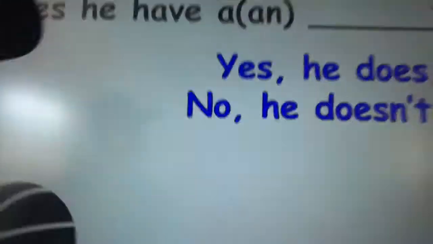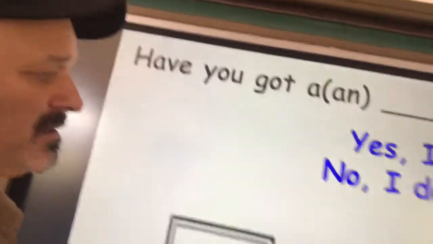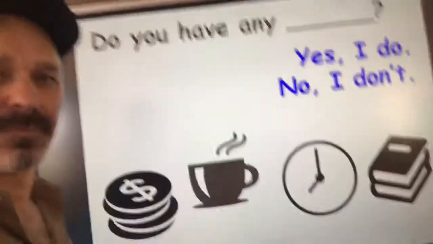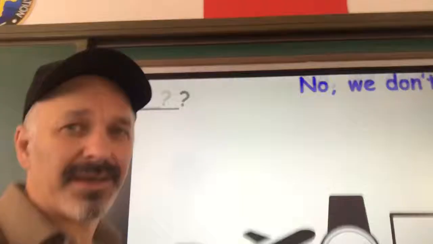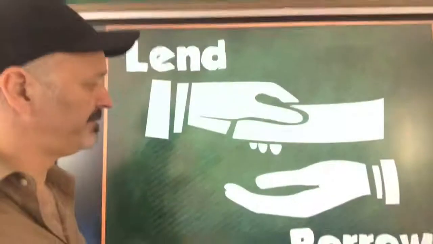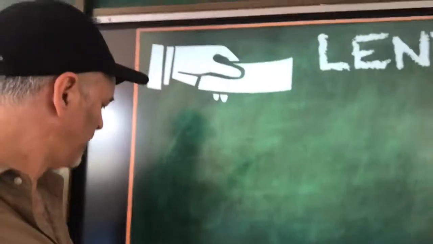So that's the have and have not part of it. And then we go through all these slides. Good exercise, good game. Then we get into lend and borrow. The first part of it, we go into lend and borrow.